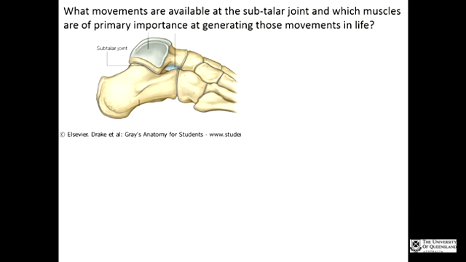We have some movement, but not a great deal, between these two opposing bones. This might be a sort of question you get in the exam as well. What movements are available at the subtalar joint? So you have to know what it is to start with. And then, which muscles are of primary importance in generating these movements?